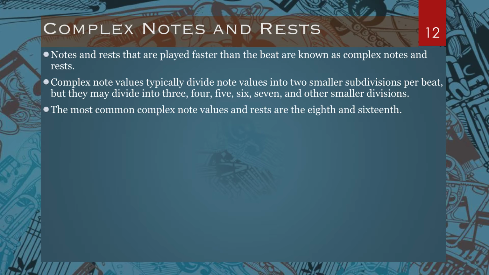The most common complex note values and rests are the 8th and the 16th note. Although in certain slower pieces you may actually see a 32nd and a 64th note. I say slower pieces because if you see a 32nd or a 64th note or even a 128th note, the piece isn't going to be going that fast, because not many performers can actually perform a 32nd note at a really fast tempo. So that generally indicates the music is at a slower tempo.